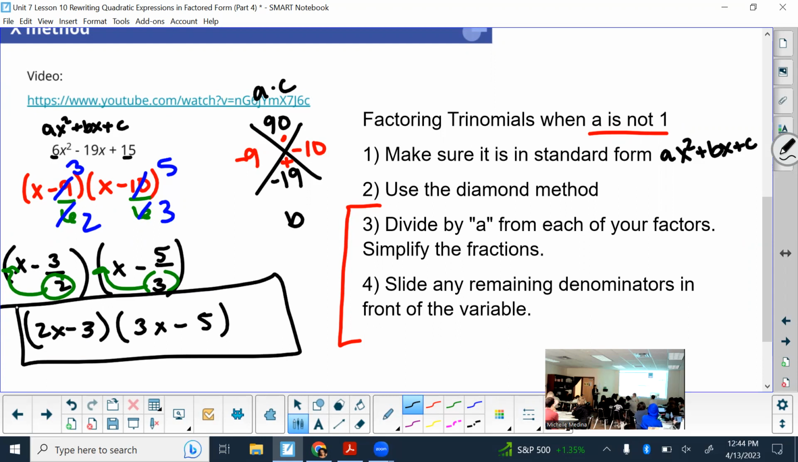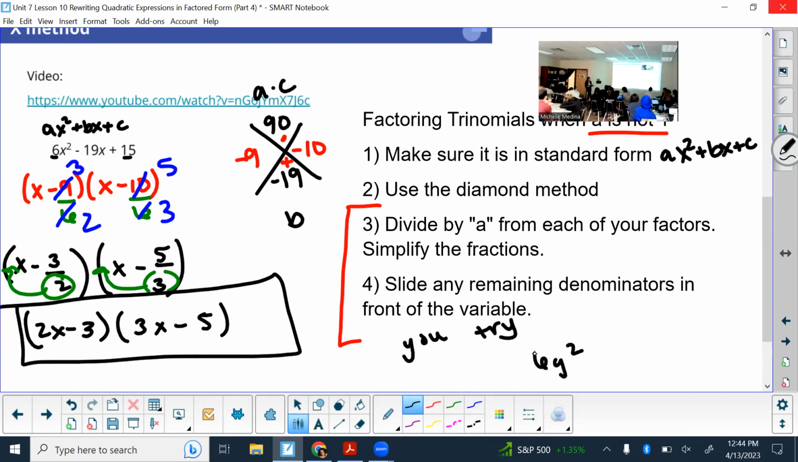So hopefully you have the steps written down. If not, maybe consider taking a picture real quick before I scroll, or maybe I'll just write down the next one. So you try the one that's underneath it. It is 6y squared minus y minus 2, sorry. It's the one that's right underneath. So try that one. The steps I'll leave up there. I'll leave this example up there too.